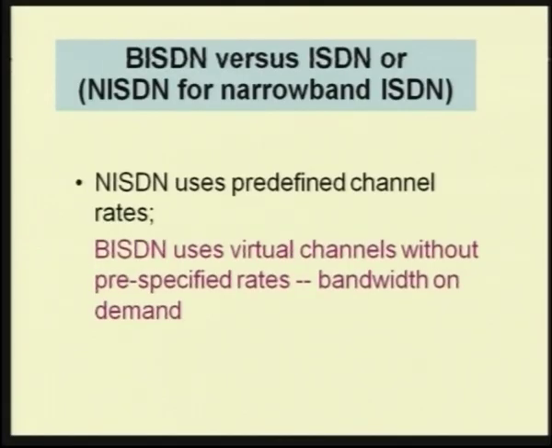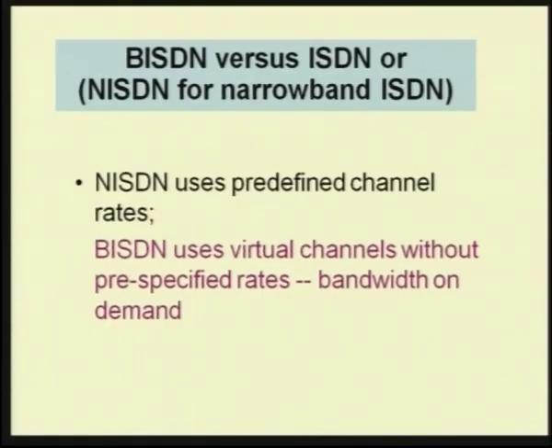If we continue looking at the difference between these two, NISDN uses predefined channel rates. We have seen that it uses B type channels and D type channels, and there are two rates supported, the basic rate and the primary interface rate, whereas BISDN uses virtual channels without pre-specified rates. So it is almost like saying you have bandwidth on demand. Depending on the demand of the application, bandwidth can be allocated. So it is a bandwidth on demand kind of technology.